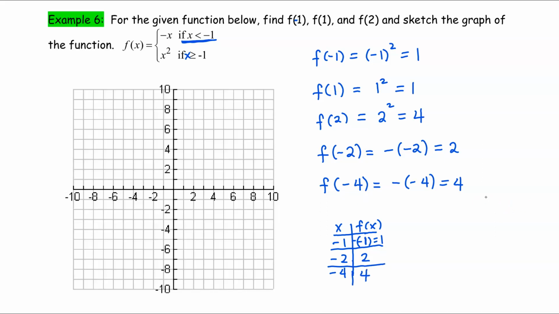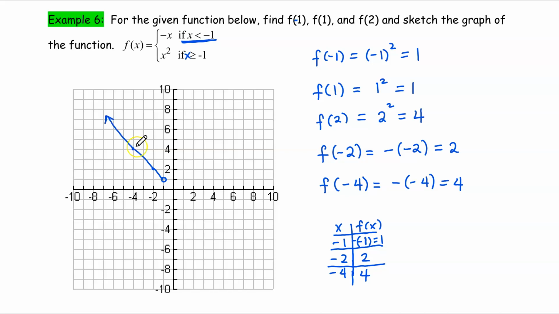Then you connect all these points here. So when x is equal to -1, you have +1. So initially, this is not included, because that's not included in the interval. And then when x is equal to -2, we'll continue here. And then when x is equal to -4, it is equal to 4. Then you just connect the points here. Okay, that's a straight line. Let's make it straight.